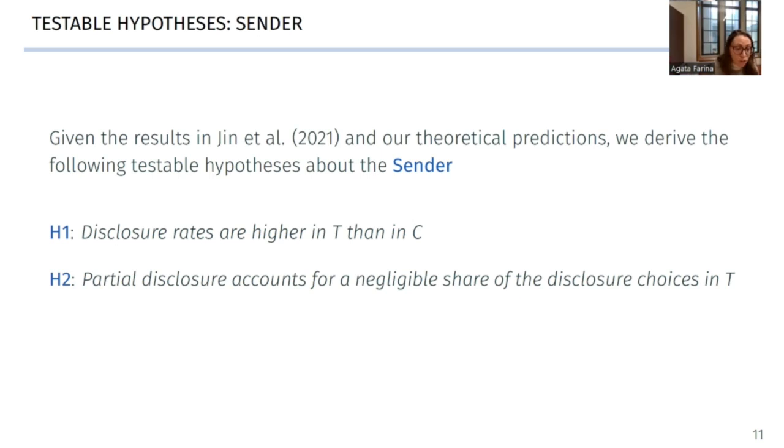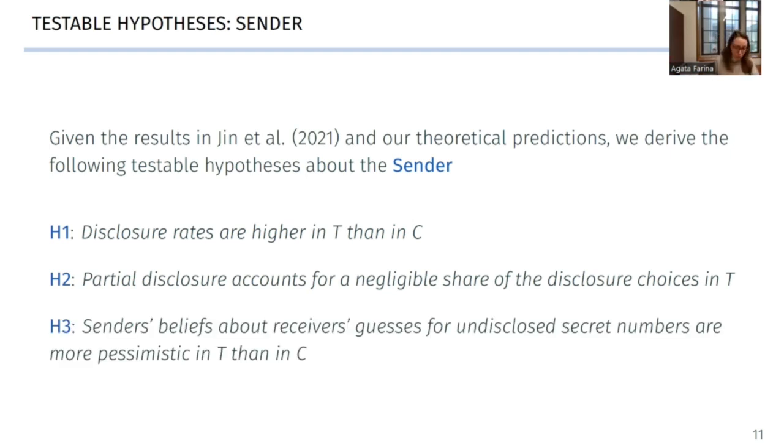Our second conjecture is about partial disclosure that, according to the theory, should never be used by the sender because it's never profitable. And so we conjecture that partial disclosure will account for a negligible share of the disclosure choices of the sender, and that it should only be used when the private information is the lowest possible one. And finally, we have a conjecture about the sender's belief, and we want to test whether this belief about the receiver's guesses after undisclosed information actually becomes more pessimistic in the treatment compared to the control, to support our conjecture about the sender's behavior.